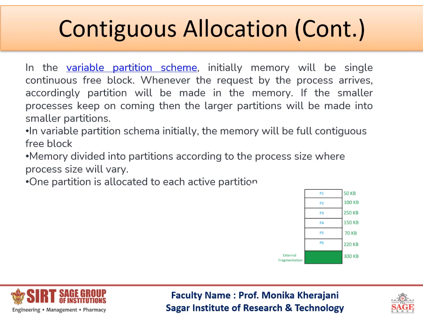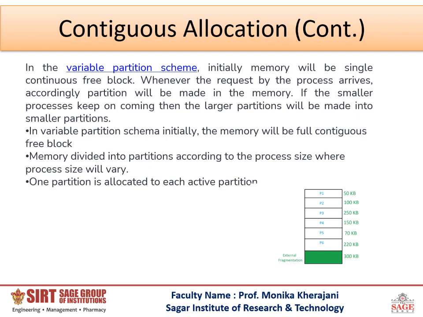Whenever any process is coming, according to their requirement, we will divide the memory. Whenever a request by a process arrives, the partition will be made in the memory accordingly. If smaller processes keep on coming, then the larger partition will be made into smaller partitions. In a variable partition, initially the memory will be one full contiguous free block, and the memory is divided into partitions according to the process size.